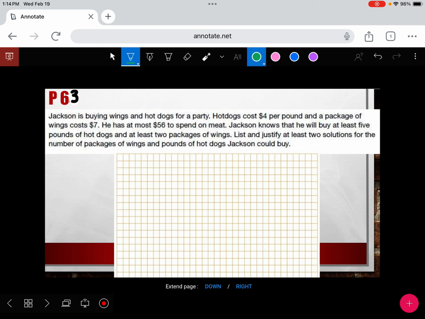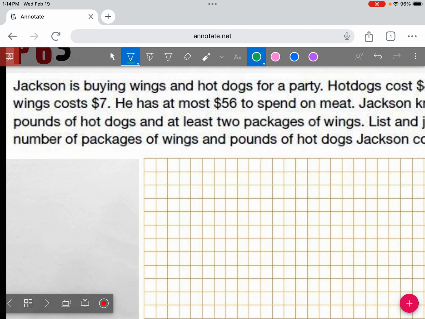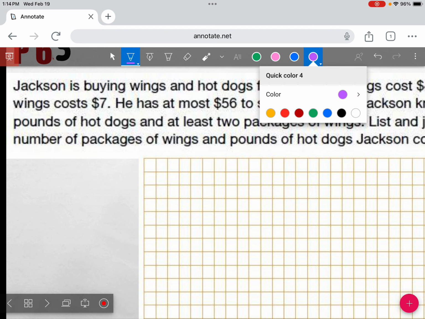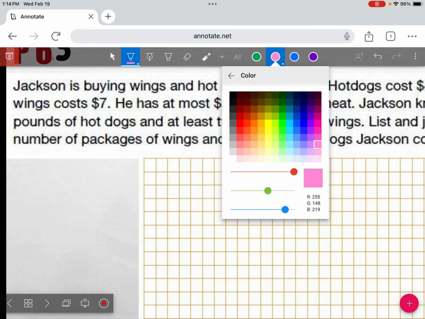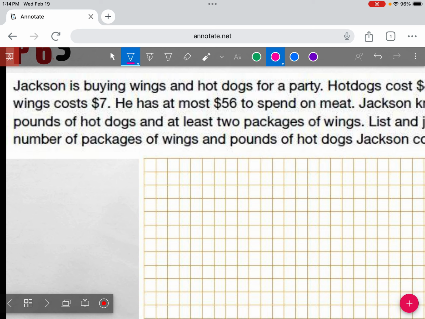I know this is gonna be plus 4. That works fine. This is gonna be minus because it costs. This is gonna be greater than, no, something less than something. So what do we got? What are we thinking?